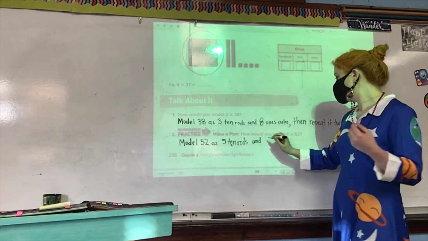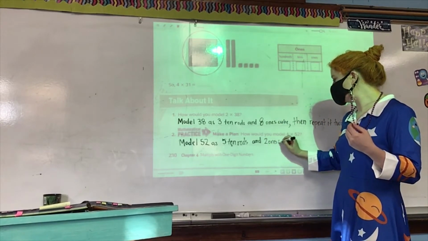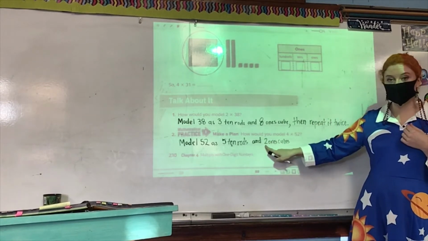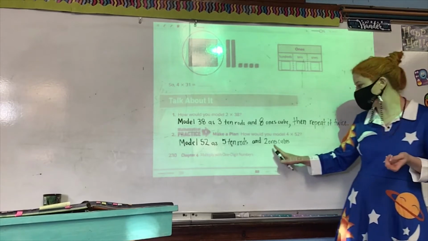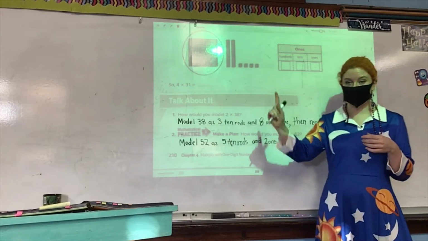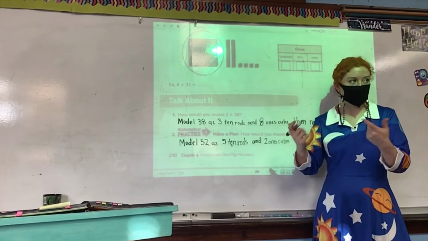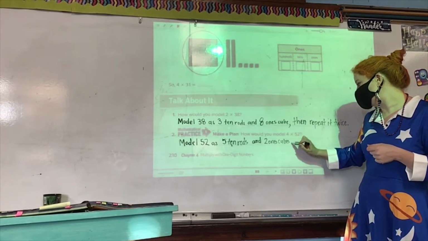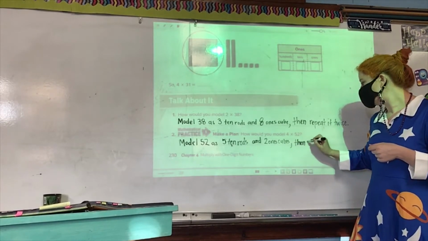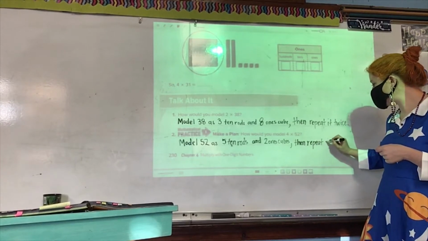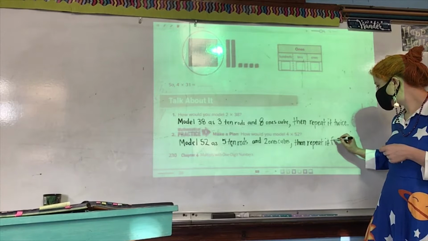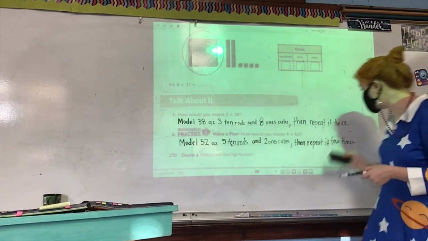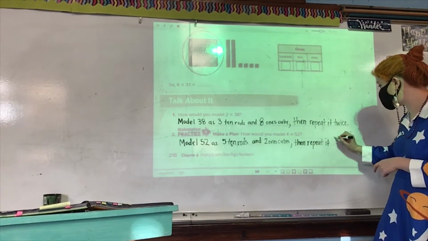And 2 ones cubes. Same as with the 10 rods. We can use the number 2 because we are talking about the number 2, but we're going to spell out ones because we're not talking about the number 1, we're talking about an item that is named a ones cube. So model 52 as 5 10 rods and 2 ones cubes. Then repeat it 4 times. And you can use the number 4.